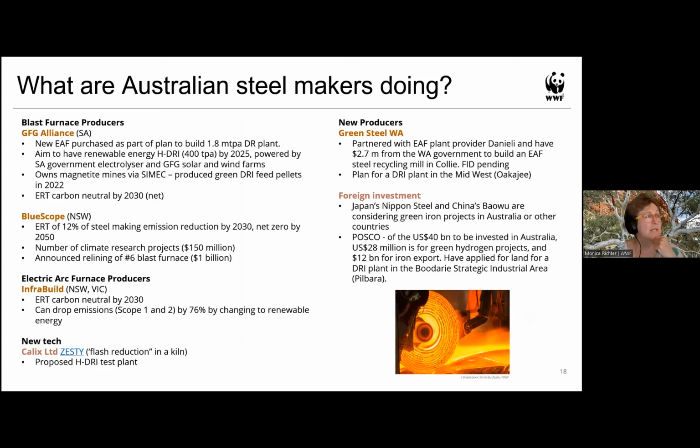So I've got some details here about what Australian steel makers are doing. They're certainly not sitting on their hands. We've got BlueScope, really engaging quite deeply in this in a whole range of different ways. The GFG Alliance in South Australia is closing down their blast furnace and moving towards an electric arc furnace. You've got other electric arc furnaces starting to be thought about in different parts of Australia, particularly WA, and foreign investors looking at this as well. So that bodes well for Australian steel manufacturers to be shifting.